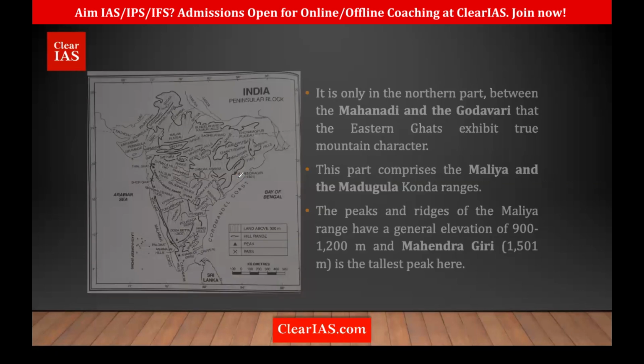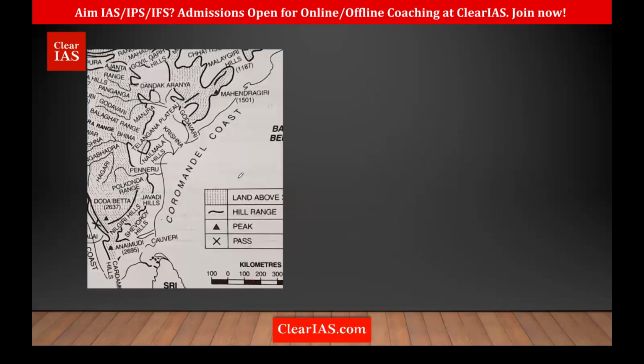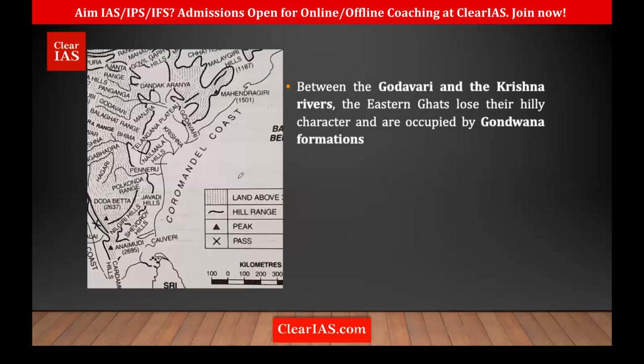Coming further down, between Godavari and Krishna, the Eastern Ghats lose their hilly character. The river drains this whole area, and Gondwana formations are there, which means coal deposits. It dissects this whole of the Eastern Ghats, and it is actually the Telangana plateau, and also the coastal alluvial soils there.